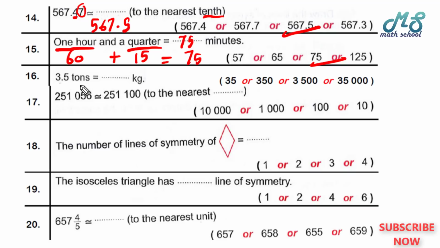Next 3.5 ton equals how many kilograms؟ متكررة 3500. So the correct answer is 3500. This number to the nearest what؟ يعني هو جايب لك النمبر يا مستر ومعمول له rounding وبعد كده بيسألك هو انت عملت rounding to the nearest what؟ يبقى هتركز معايا.